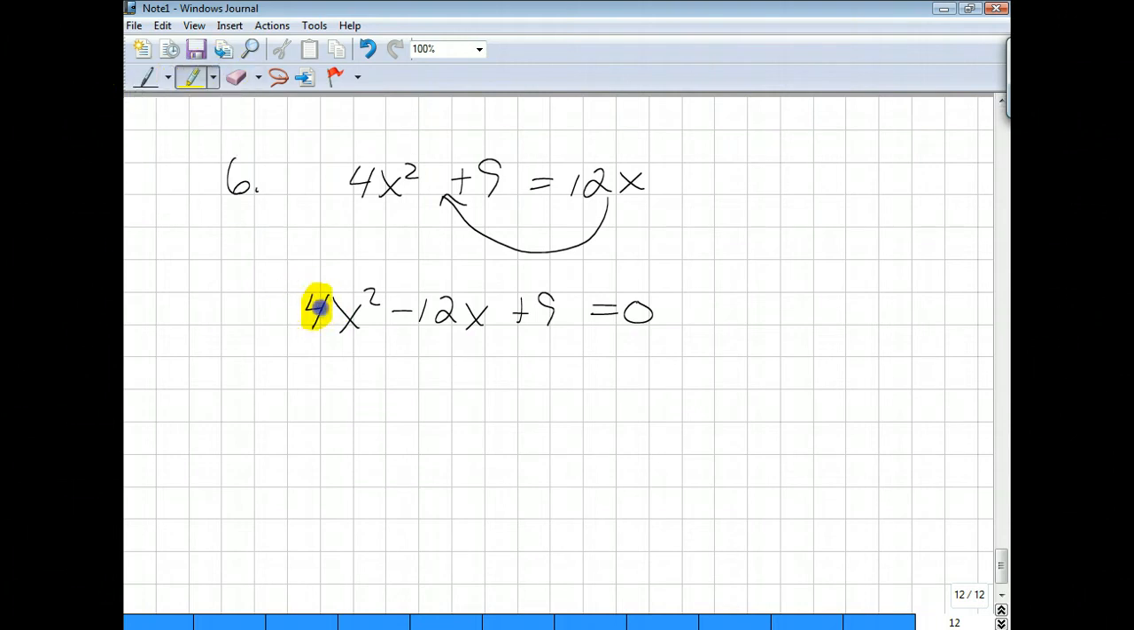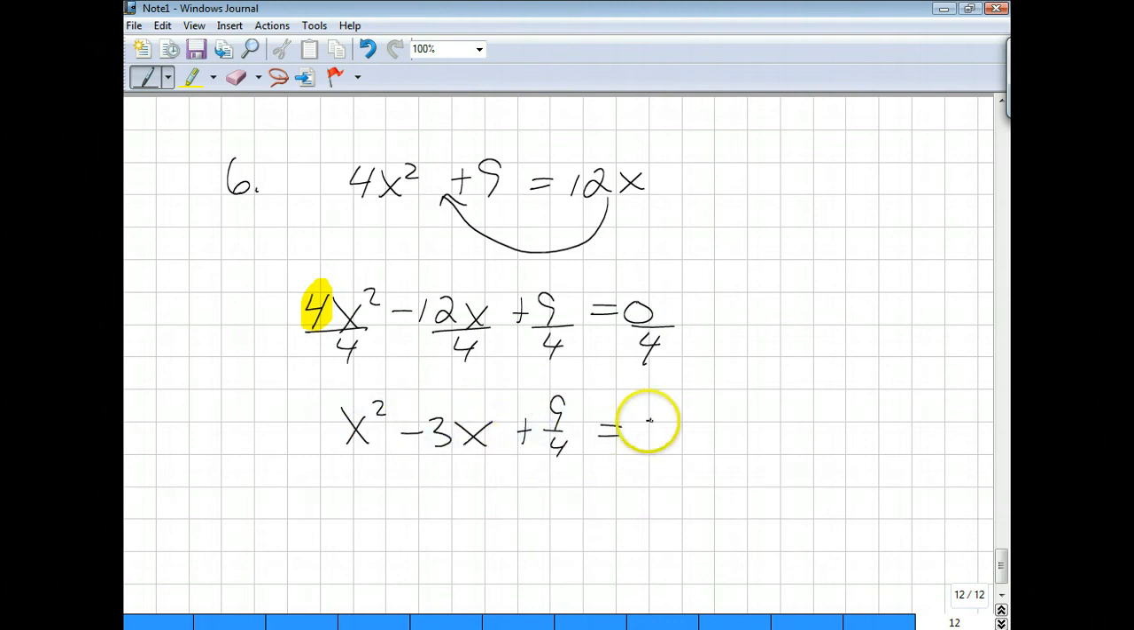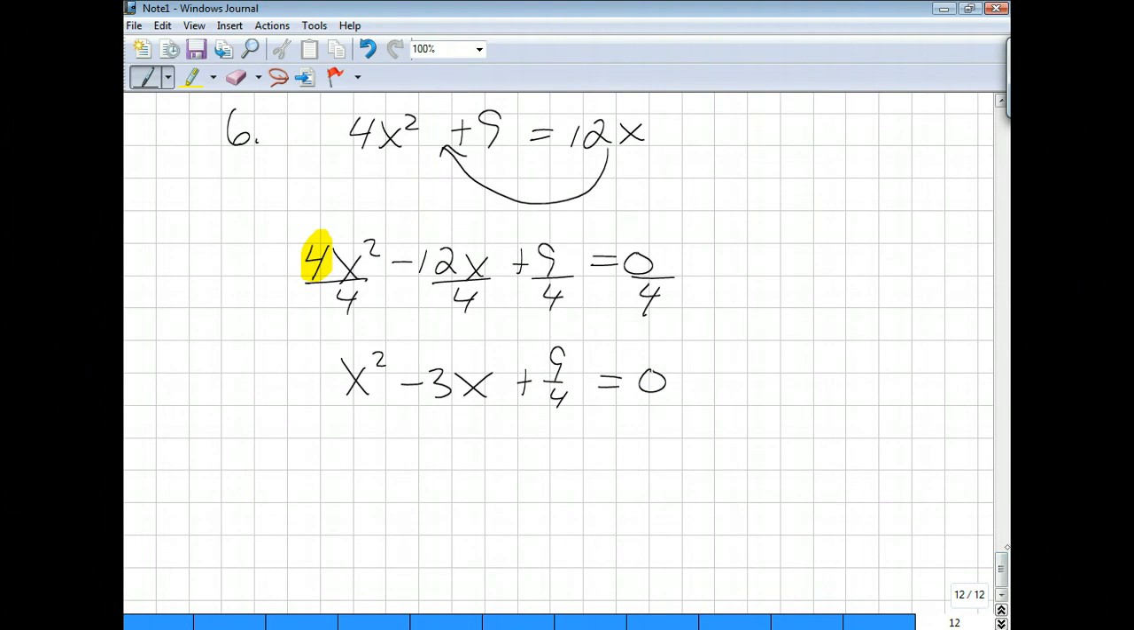That's right, we need to get rid of this 4 because we cannot complete the square if there's a number other than 1 in front of the x squared term. So what we're going to do is divide everything by 4. We get x squared minus 3x plus 9/4 equals 0. Now, what's the next step? That's right, move the constant to the other side, but leave its space open. So I move it to the other side by subtracting 9/4. Okay, but if I add this to this side, I have to add to that side.